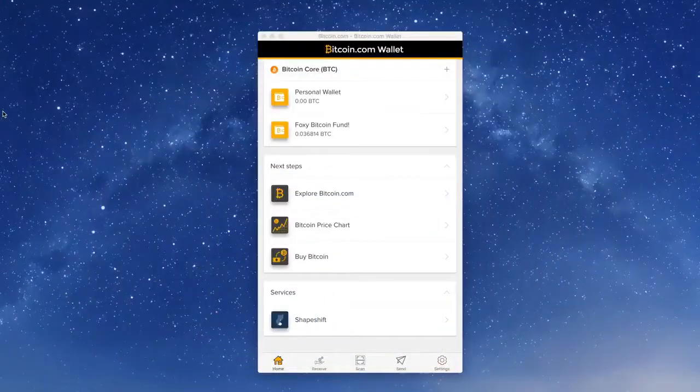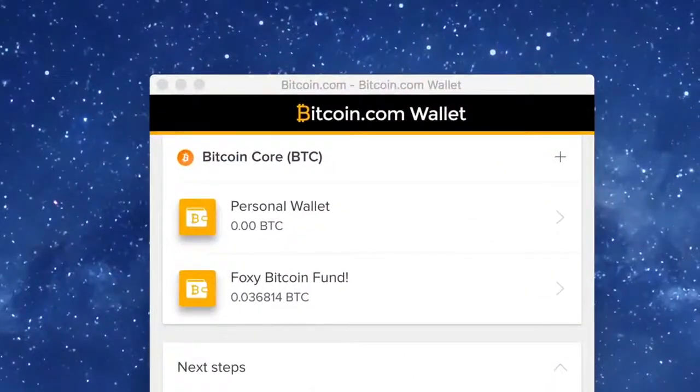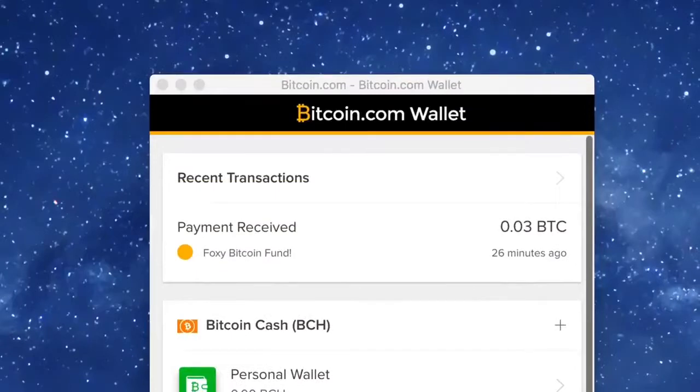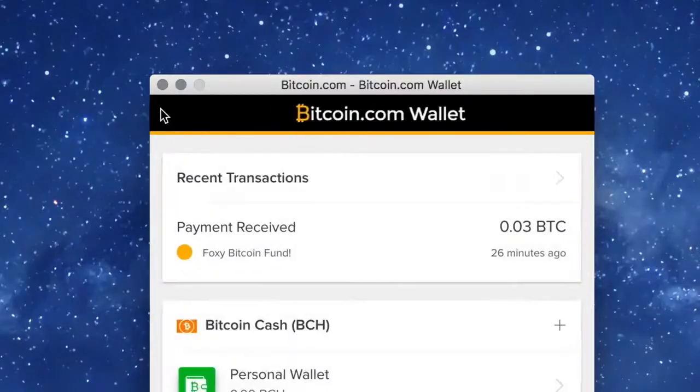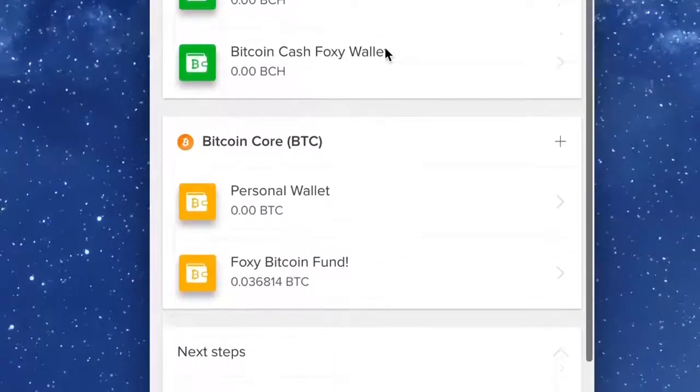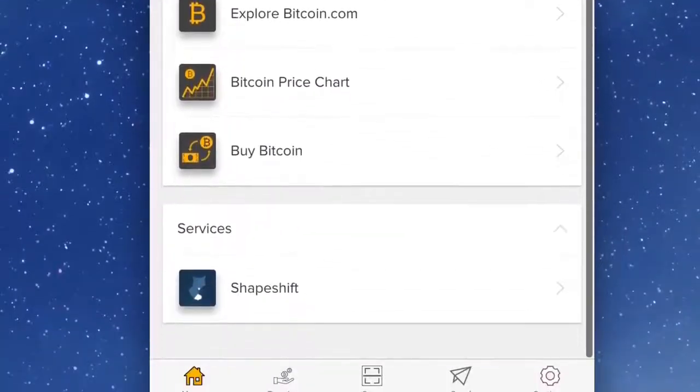Let's say you have the Bitcoin.com wallet and you would like to swap some of your Bitcoin Core for Bitcoin Cash. First, let's take a little look around the Bitcoin.com wallet. We can see all recent transactions, various wallets, options to explore the Bitcoin.com news site, check out price charts, and buy Bitcoin Core with a credit card.